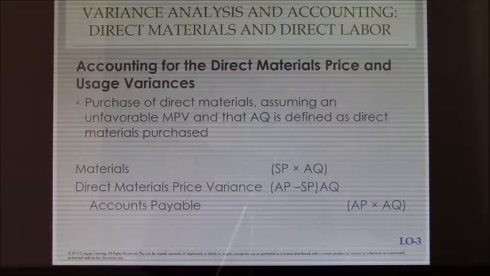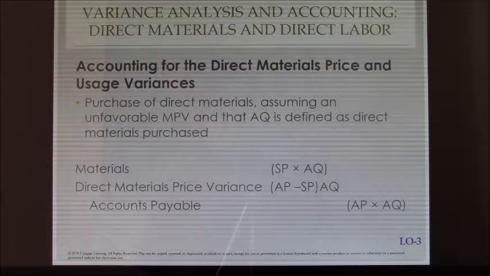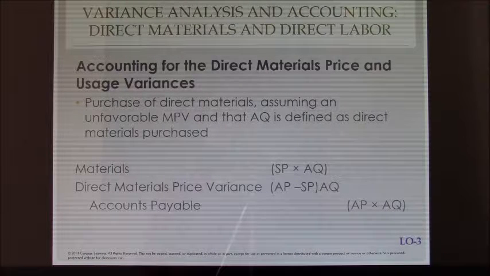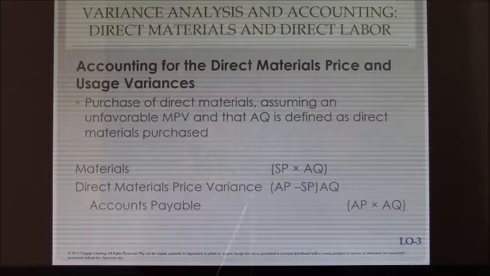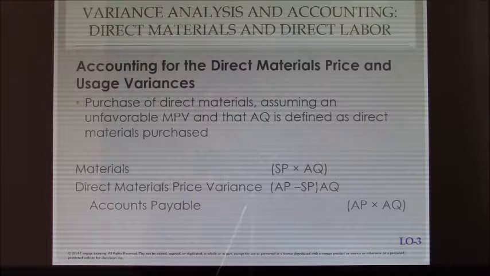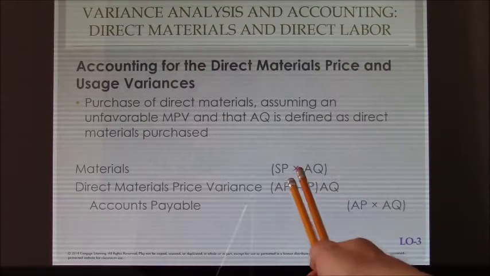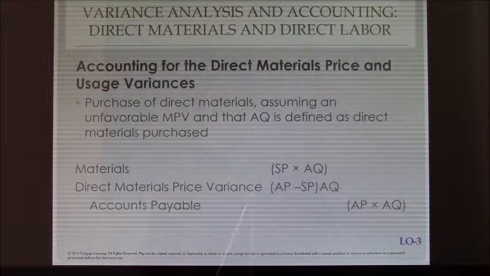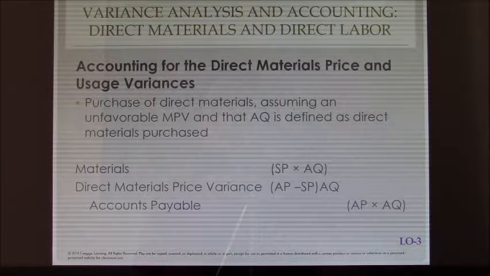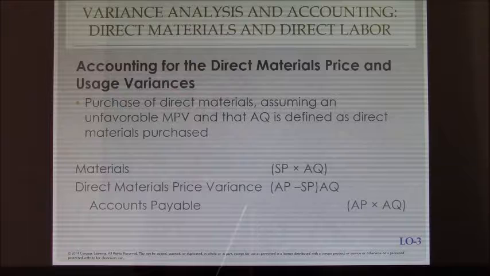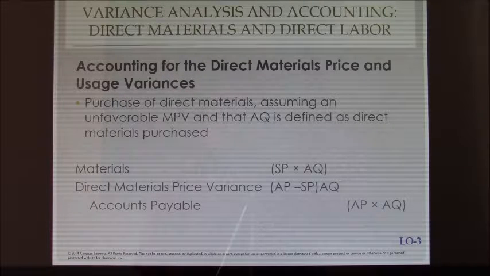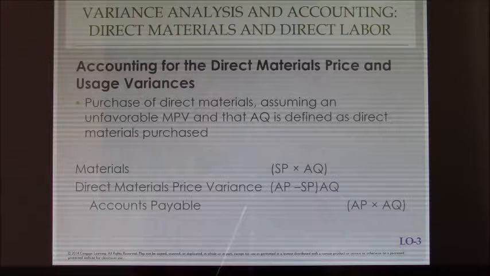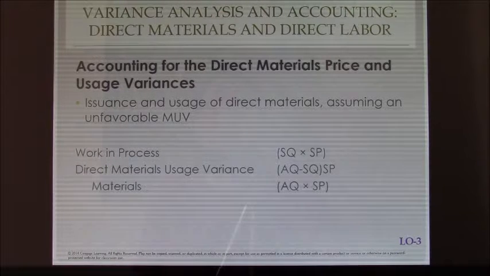So here's how you do it. This is your journal entry. When you purchase direct materials, assuming an unfavorable price variance, you debit your materials, debit your price variance, and credit accounts payable, the liability. And we do an example like this in problem 9.30. So if you want to review journal entries, go to 9.30, the very last part of the problem.